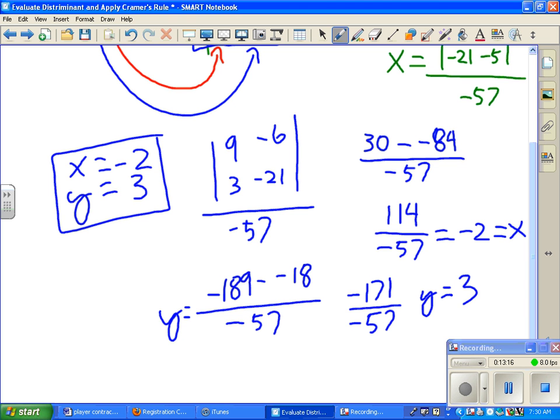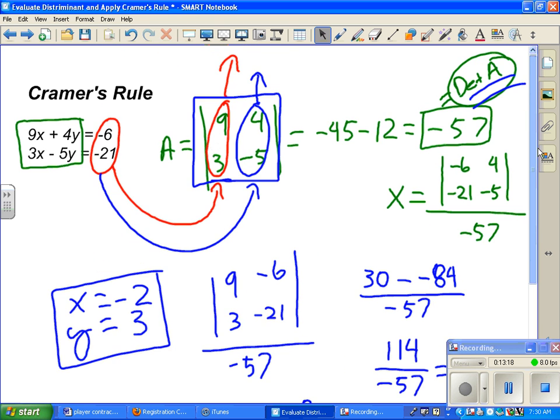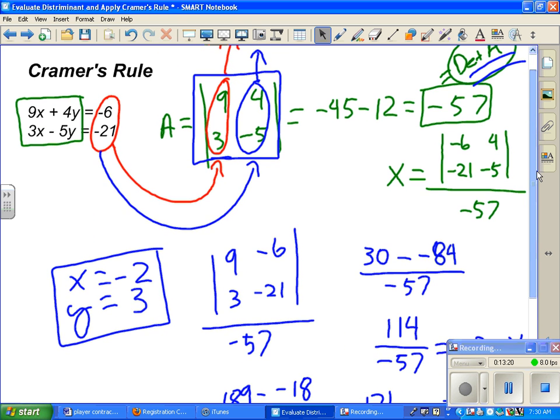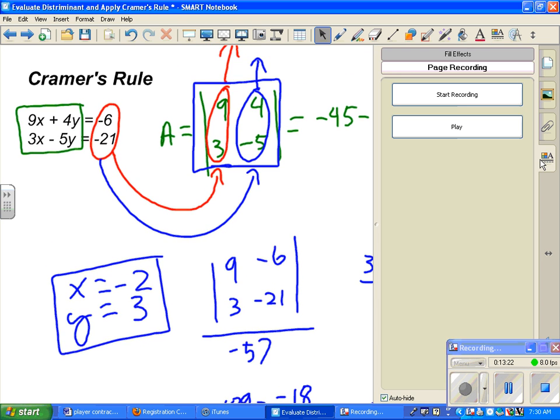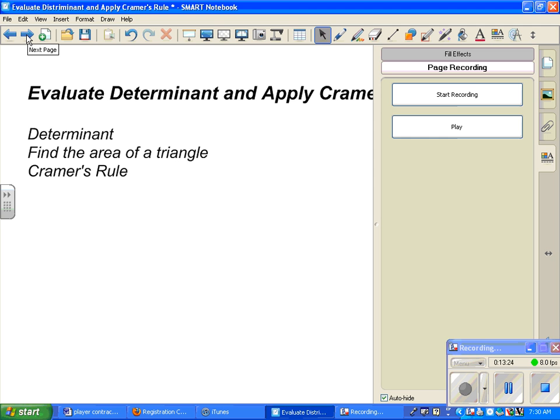There's my answer, solving a system of equations with Cramer's rule. You do the same thing with a 3 by 3. I'm not going to do an example of that because it takes a while, but hopefully this makes sense.